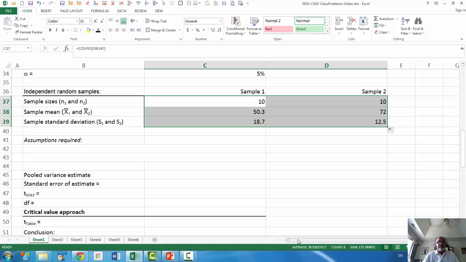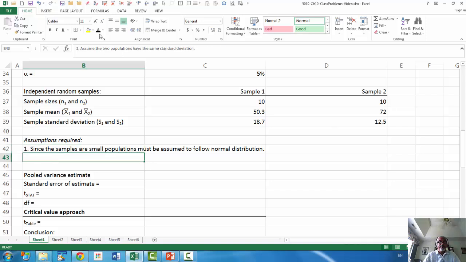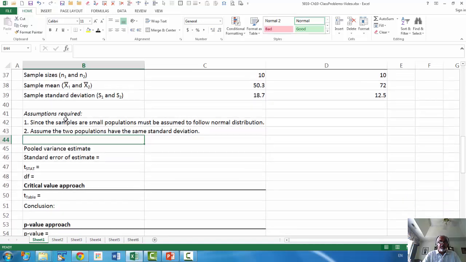We've already gone over the assumptions several times, so let's state them explicitly here. Here the samples are small, and therefore we have to assume that the population is normally distributed. So we cannot avoid this, because if the samples are 30 or more, then we don't have to make this assumption. Now assume that the two populations have the same standard deviation, and of course the samples are independent.